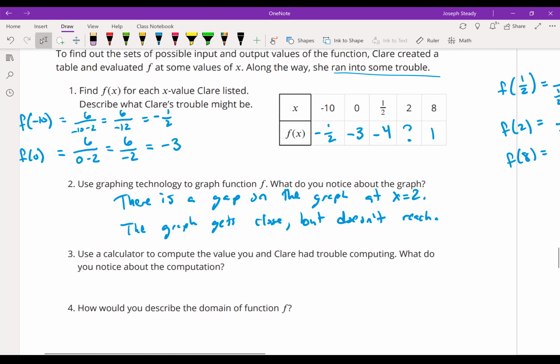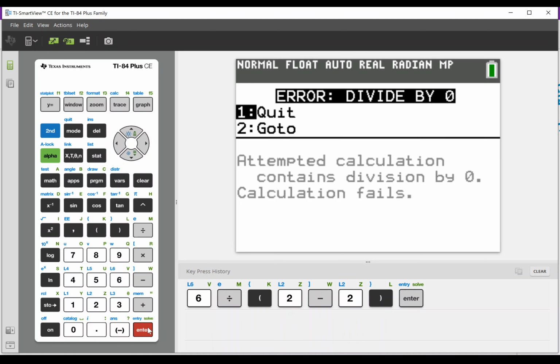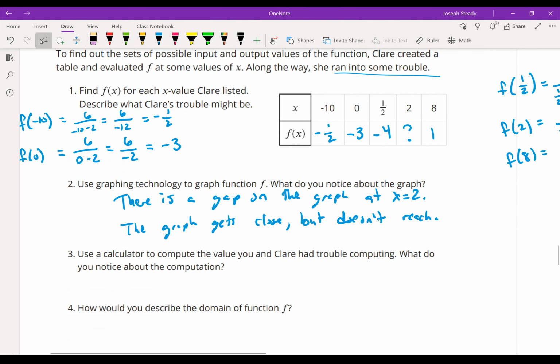Let's see if a calculator can help us out a little bit more maybe. So let's come over here to our calculator and let's try to do 6 divided by, I'm going to use parentheses to group the denominator, 2 minus 2. Hit enter. Okay, and here I'm getting an error. It says I'm trying to divide by 0, which we already knew, but it says that the calculation fails. So the calculator can't figure out what 6 divided by 0 is. So that kind of confirms what we remembered before. I can't divide by 0, so I'm getting an error here because of that division by 0.